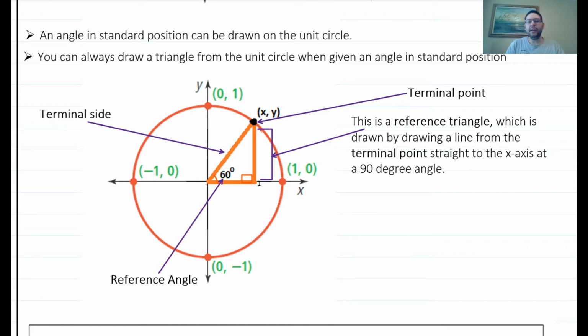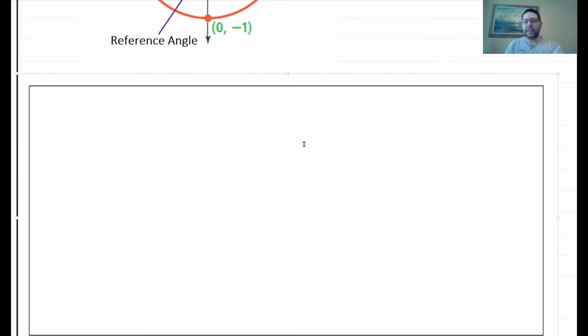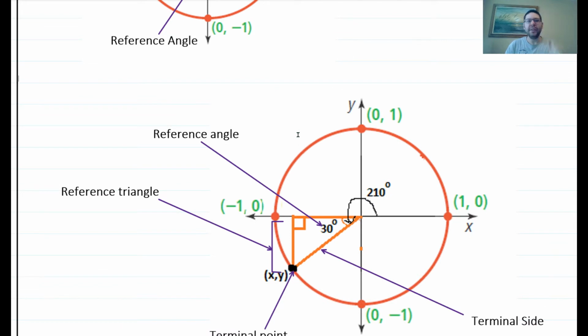We're going to talk about finding the coordinates of this in a little bit. But let me show you another example. Let's say we have an angle with a numerical measure of 210 degrees. That's positive 210 degrees, which means counterclockwise, going against the clock.